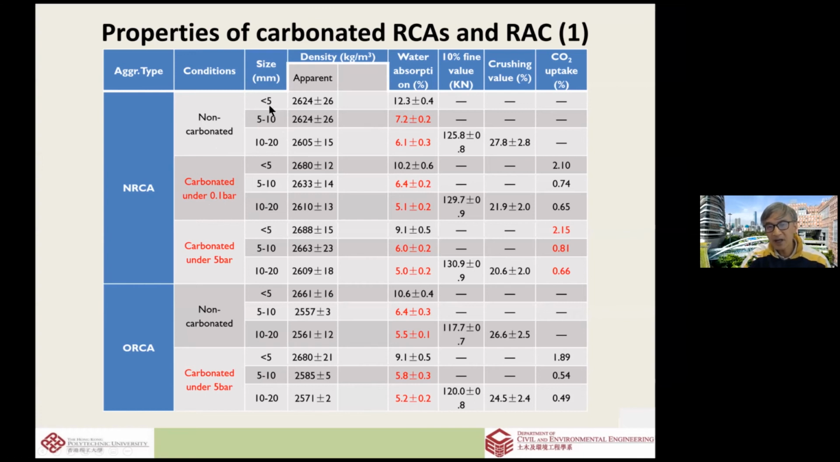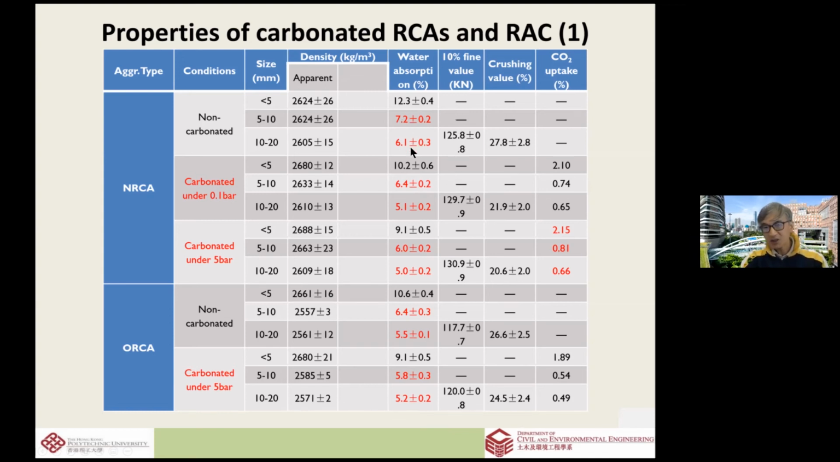This is less than 5 mm, the fine aggregate. This is a bigger aggregate, which we normally use for concrete. We can see the water absorption, and also the 10% fine value, which is the most important in governing the characteristic of an aggregate for use in concrete. So again, you can see with the carbonation, we have some reduction in water absorption, and a very slight improvement in strength.